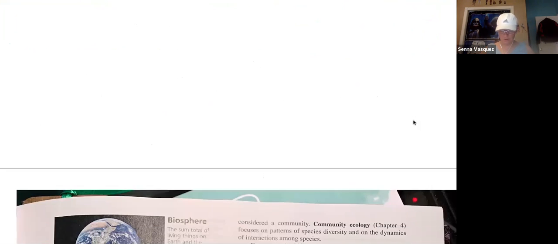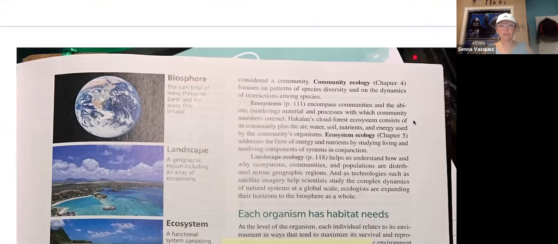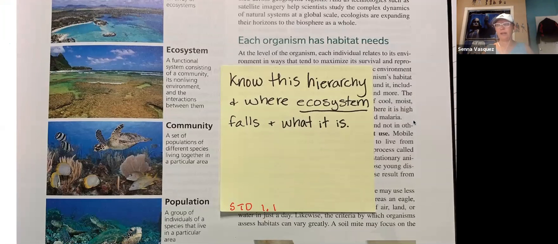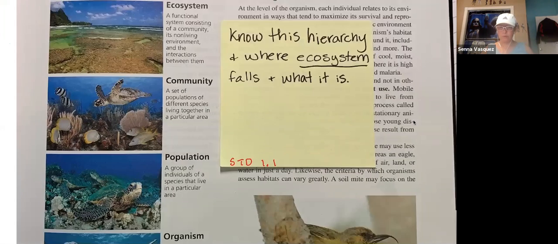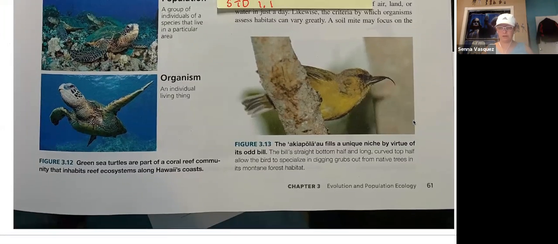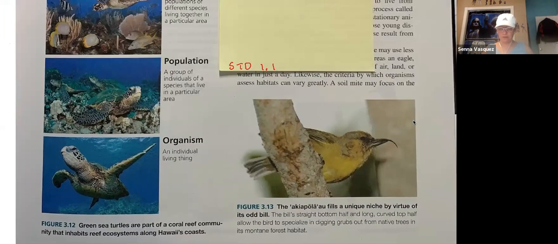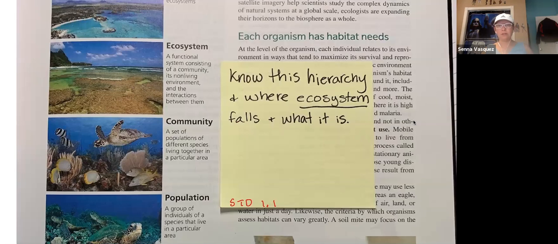So here's what I want you to do. I need you to get a yellow Post-it. It cannot be fluorescent because it will stain the book. You're going to turn to page 61 in your textbook and copy down this Post-it. Know this hierarchy and where ecosystem falls and what it is.